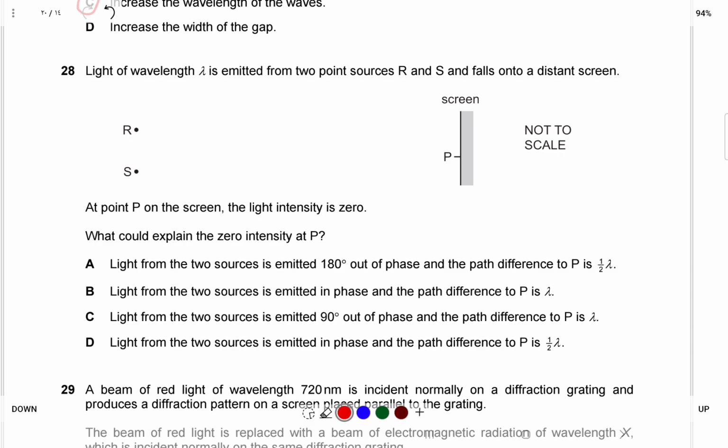Light of wavelength lambda is emitted from 2 point sources R and S and falls onto a distant screen. At point P on the screen, the light intensity is 0. What could explain the 0 intensity at P? 0 intensity at P means here at P they have to meet out of phase. So when they meet out of phase here, they will cancel each other.